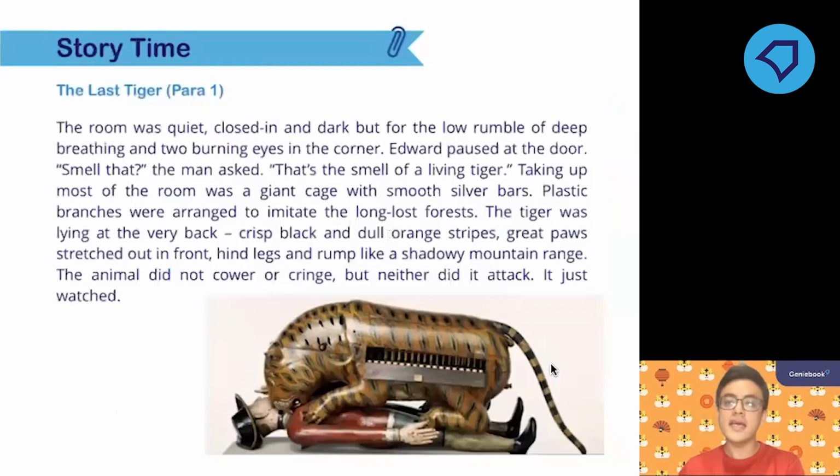Today, I'm going to read to you this passage about Edward and the mechanical tiger, or the last tiger. The room was quiet, closed in and dark, but for the low rumble of deep breathing and 2 burning eyes in the corner. This low rumble of deep breathing is the breath of the tiger, and the burning eyes, the tiger was staring at Edward.